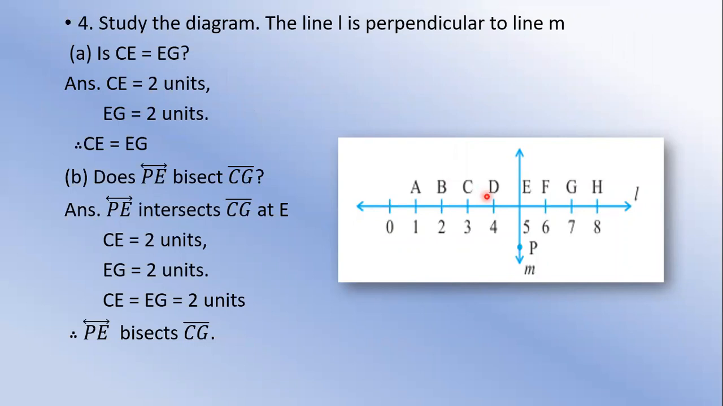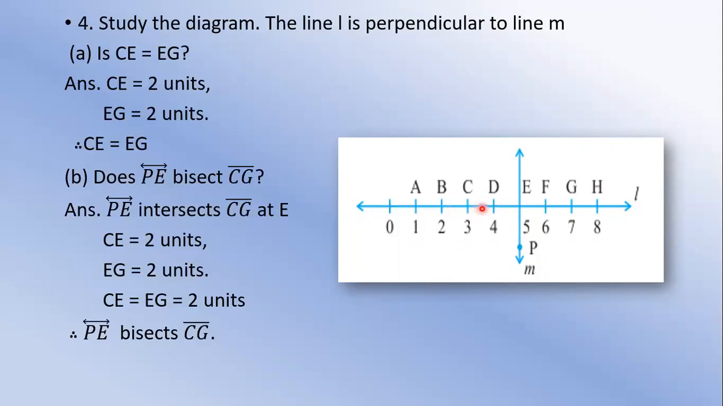Study the diagram given. The line L is perpendicular to the line M. And we have to see whether CE is equal to EG. CE, what is the measure of CE? Starting from C and E, the distance between C and E is 2 units, right?